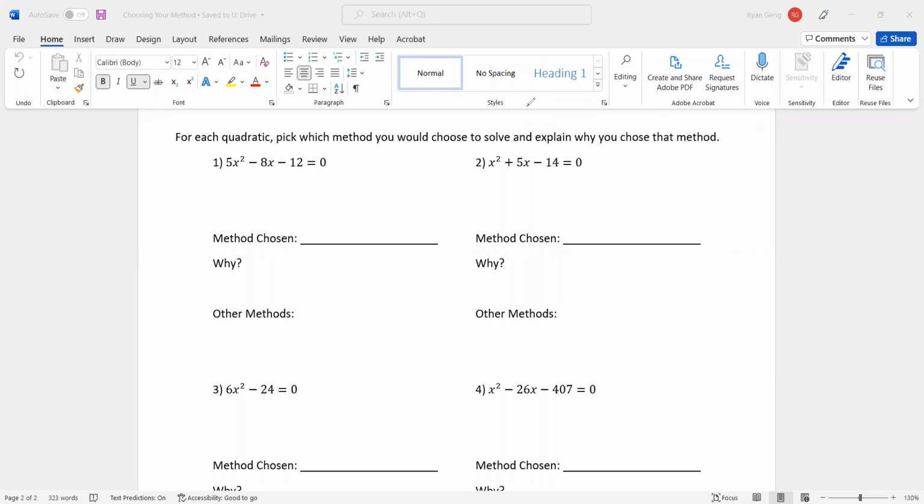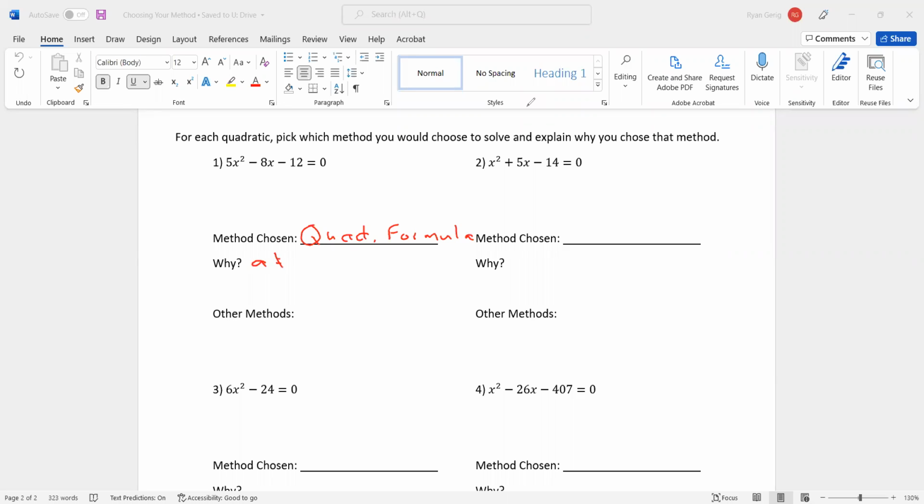So number 1, I see that a is 5. Personally, I'm going straight to quadratic formula. I know I just said it's kind of my last resort, but I see a is 5 and b is -8.